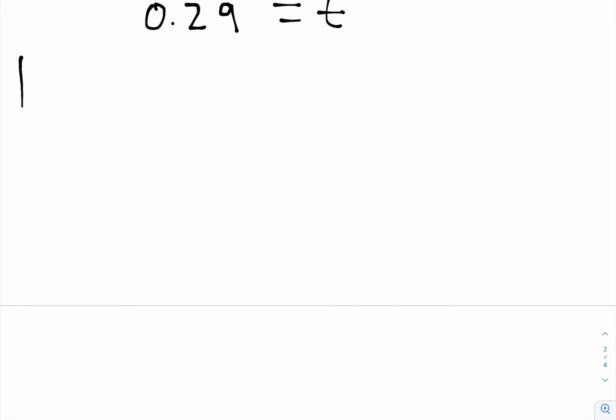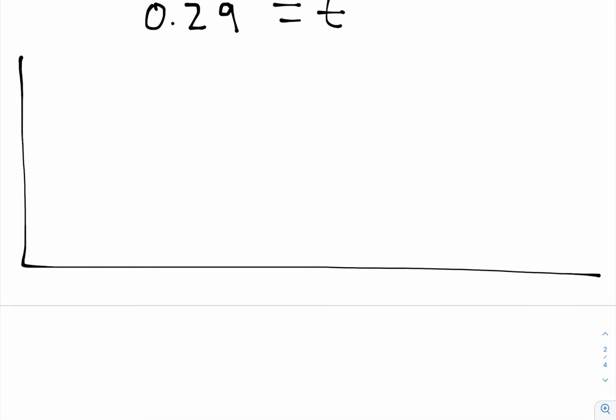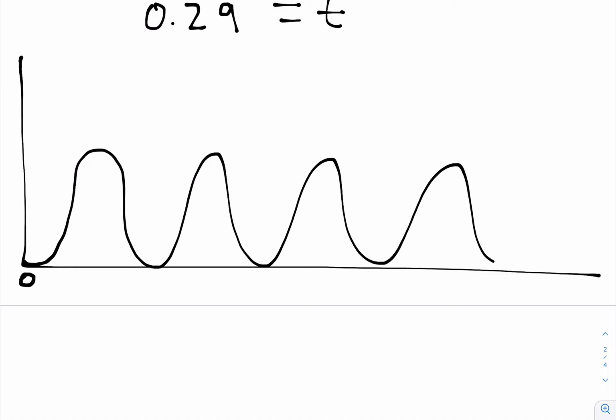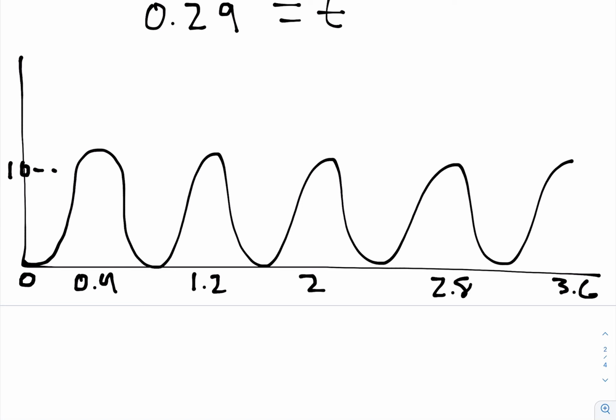I'm just going to draw a big one. So if this is 0 seconds, we're drawing a bunch of iterations for her jumps. So this is 0.4. This is 0.8 seconds later. It's going to be 1.2. This is going to be 2. This is going to be 2.8. And this is going to be 3.6. We're looking for all the points where she's 10 centimeters off the ground. Okay, that's what we're trying to do.